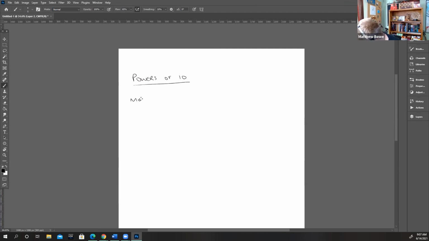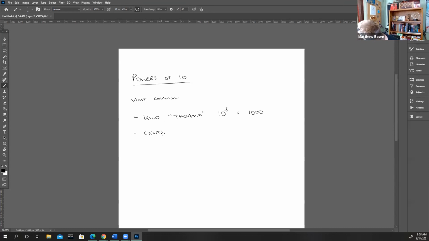So most common for this class, I knew I wanted to write this out. There is kilo, which means 1,000. It's represented with 10 raised to the 3rd power. So think of it as 10 cubed, which also equals just 1,000.